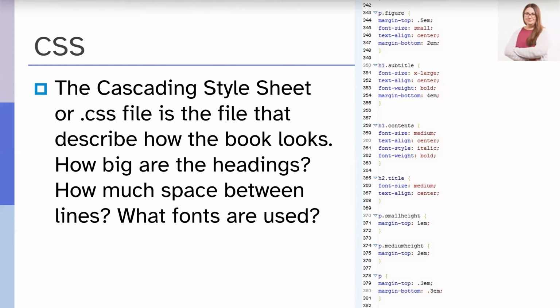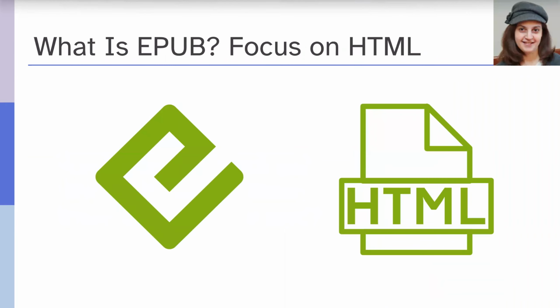So you can make definitions for these different elements in your text, and then you take that element and you use it in your HTML to say, this is how I want this H1 for the contents to look, and this is how I want this H1 for the subtitle to look. So I will pass it to Svea to give a little bit more information on what the HTML in the document is.